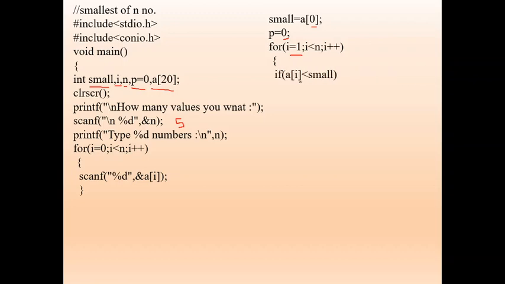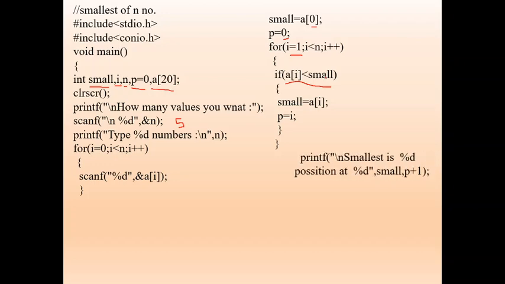So what is my key comparison? Is a of i less than small? If a of i is less than small, then replace small with a of i and identify the current position of i. If a of i is not less than small, don't change small. Only if a of i is less than small do we need to update small. Otherwise, don't change it. You repeat this loop n minus 1 times, ranging the i value from 1 to n minus 1.